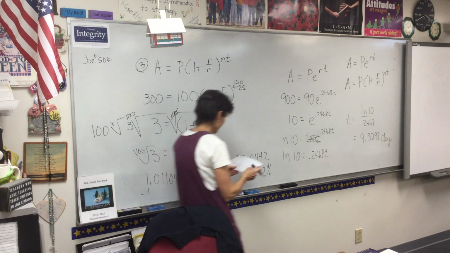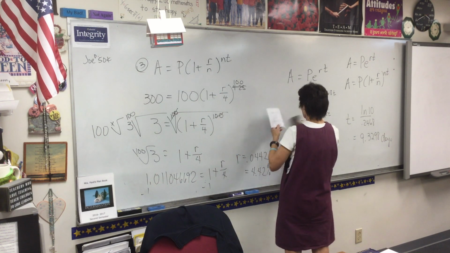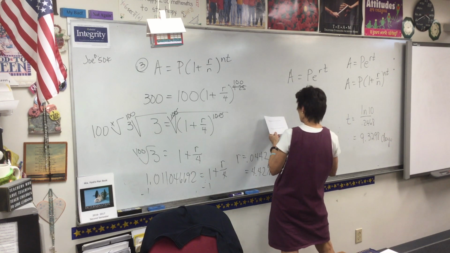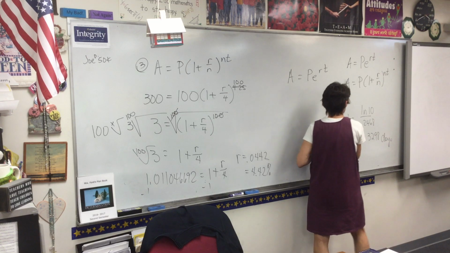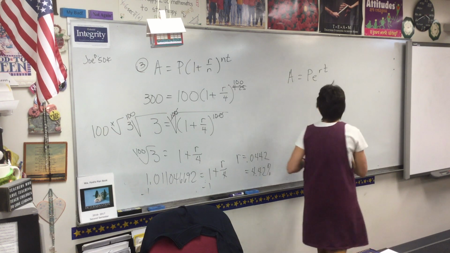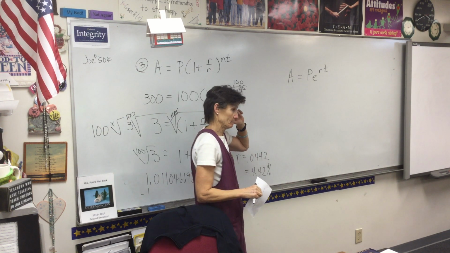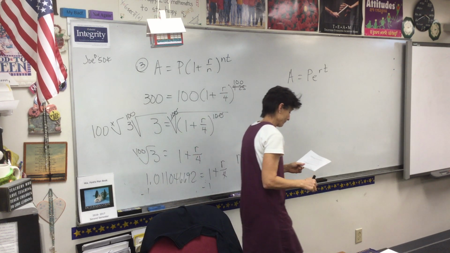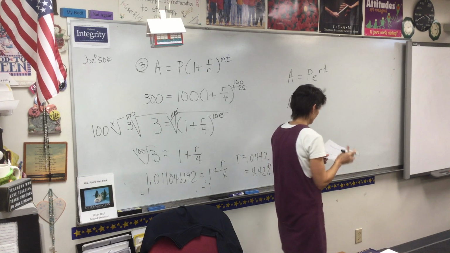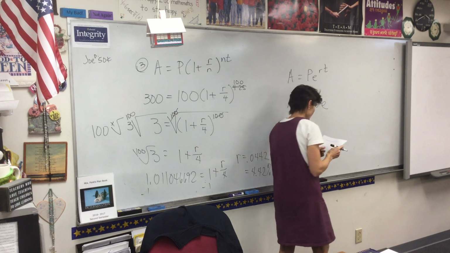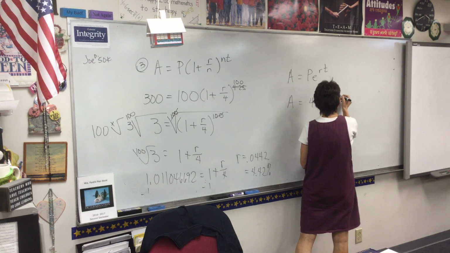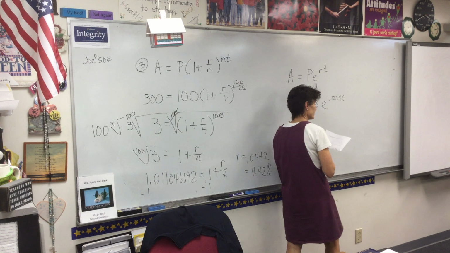All right, the last one. How many grams of a 48-gram sample will be left after 19 years if its decay constant is negative 0.1234? I think this is a PERT. What's A? Aren't we solving for it? We're solving for A. What's P? 48. Easy. What's R? Negative 0.1234. And T is 19.